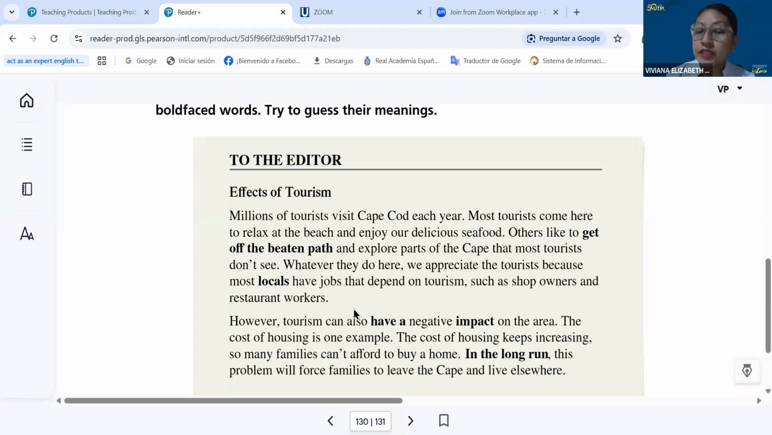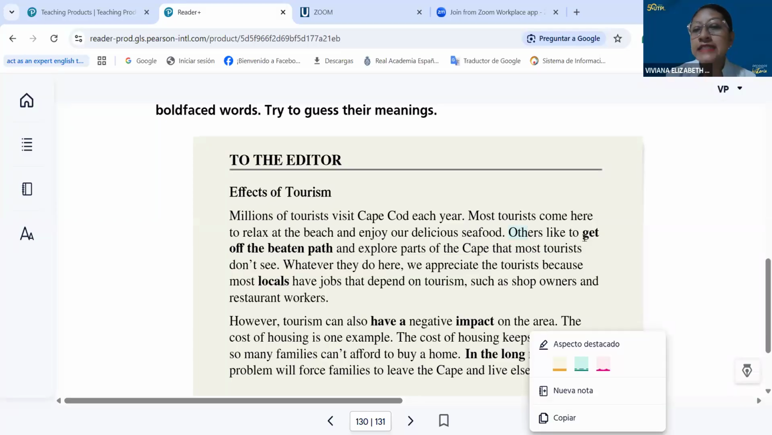So notice, please, also in this paragraph, the bold-faced words. In the second and third line, we have others like to get off the beaten path, like the normal things, and explore parts of the Cape that most tourists don't see. And here I have another word, which is locals, because most locals have jobs that depend on tourism. And that happens all the time. In every touristic place, you can find the locals, the people who live there, okay? And most of them have jobs that depend on tourism, okay?